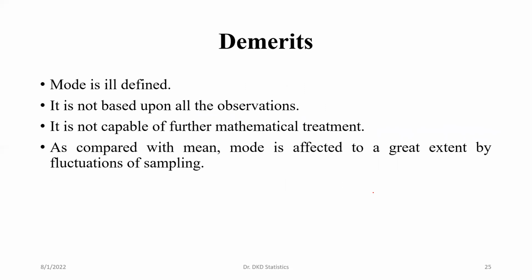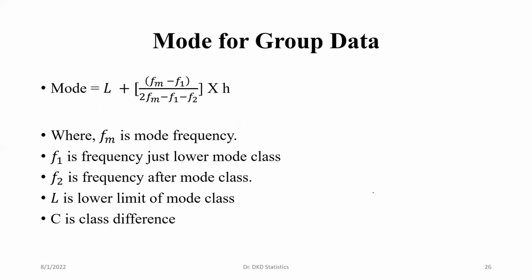And the demerits: mode is ill-defined. It is not based upon all the observations. It is not capable of further mathematical treatment as compared with the mean. Mode is affected to a great extent by fluctuations of sampling.